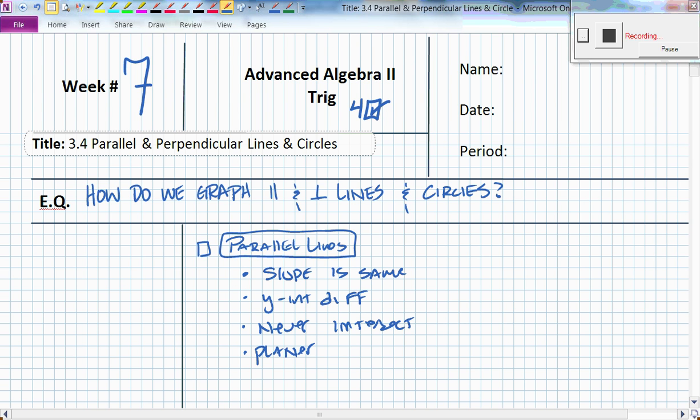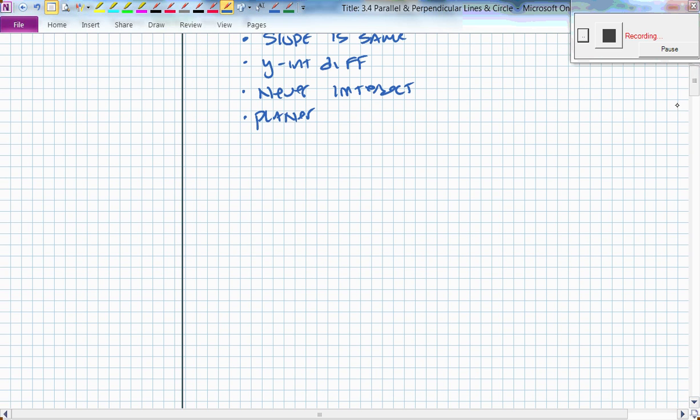That's pretty much it, right? Parallel lines, the slope is the same. They have different y-intercepts. They never intersect. They're on the same plane. That's pretty good. So let's do this.